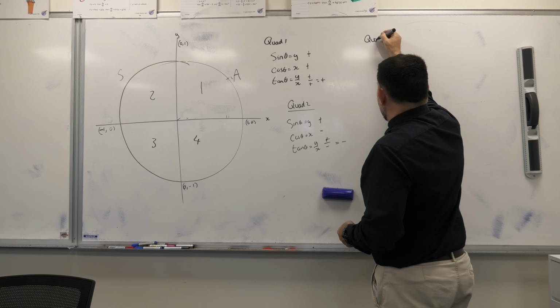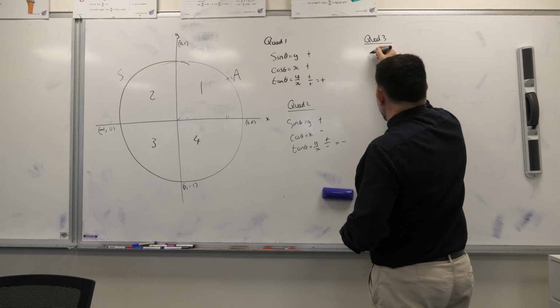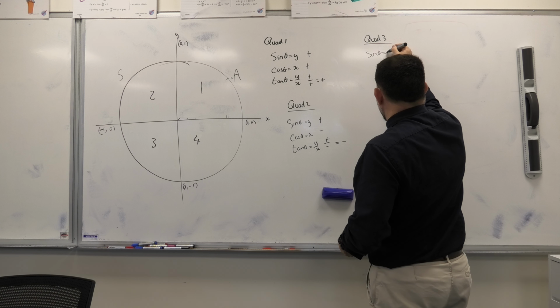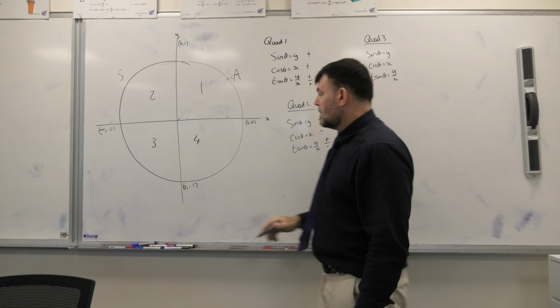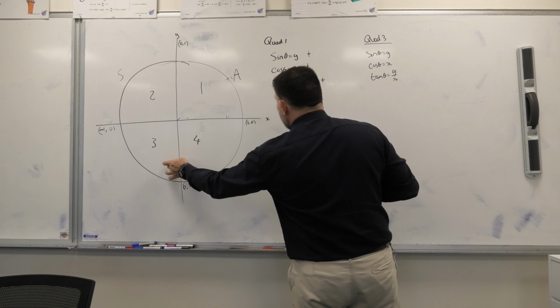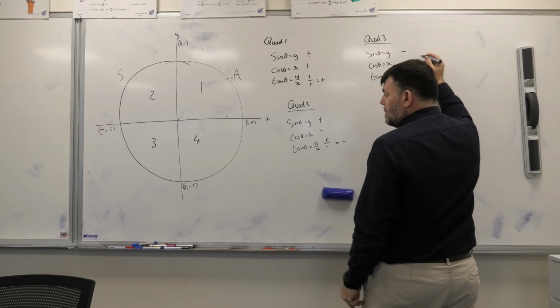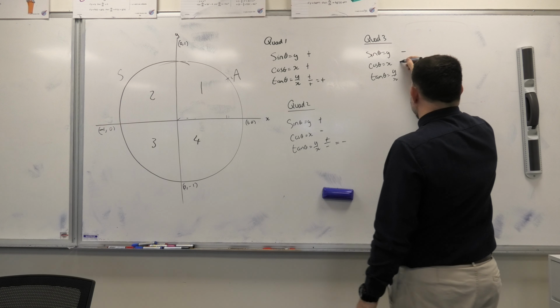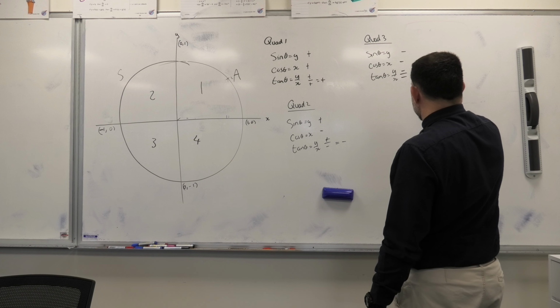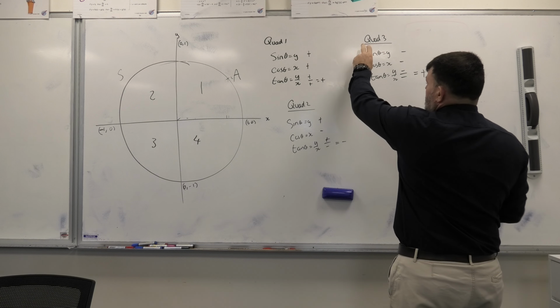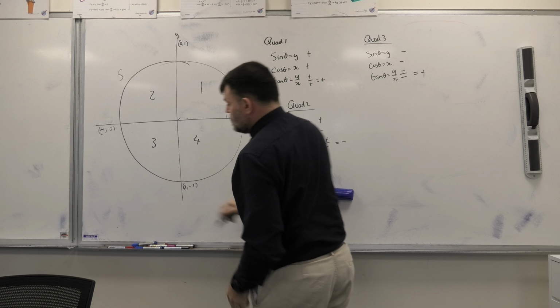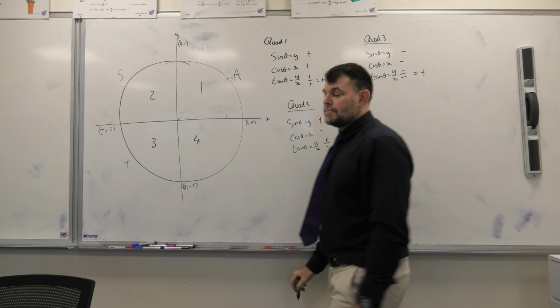If we look at quadrant 3 and we do the same kind of information, hopefully you are seeing now what's going to happen. Quadrant 3, well this time y is negative. We know cosine is also negative for x, so therefore negative divided by negative is going to give me a positive. The only thing that is positive in this third quadrant is tangent.